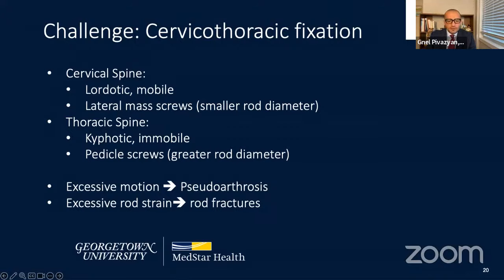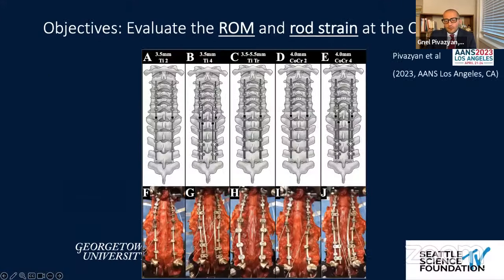Some of the complications that can be caused by inappropriate instrumentation are, for instance, excessive motion that can lead to pseudoarthrosis, or excessive rod strain that can ultimately result in rod fracture. So this study sought to evaluate the range of motion and rod strain using different rod diameters, material, and reconstruction types. Cadaveric cervicothoracic specimens were instrumented from C3 to T4 and were destabilized by performing laminectomies, medial facetectomies from C4 to T3.